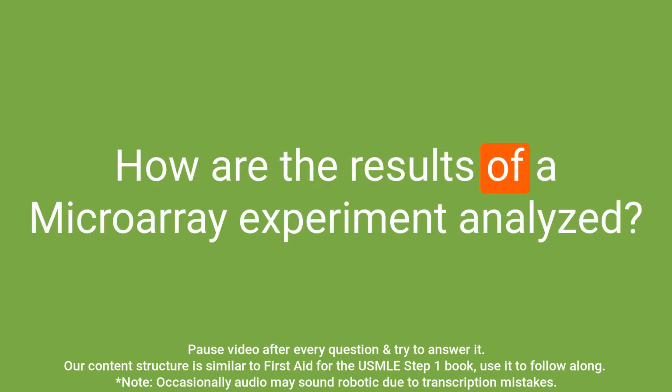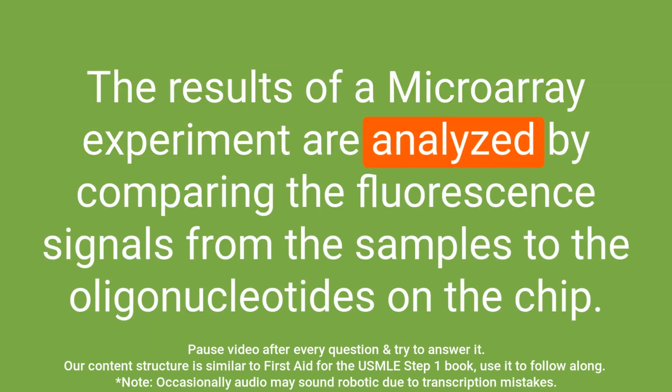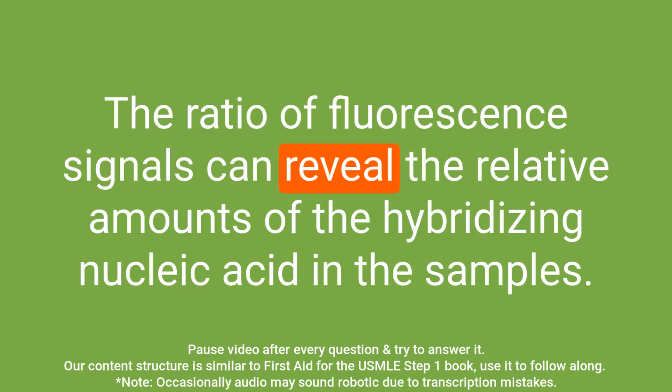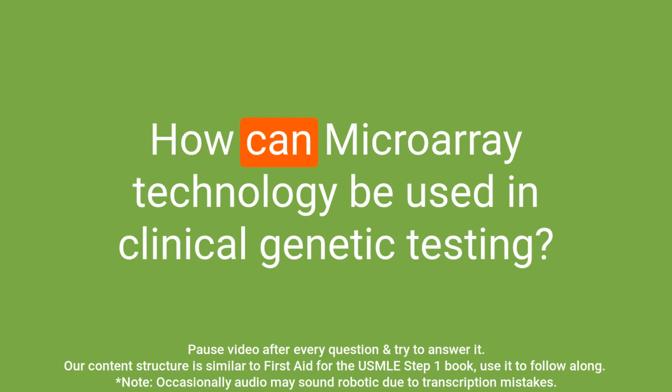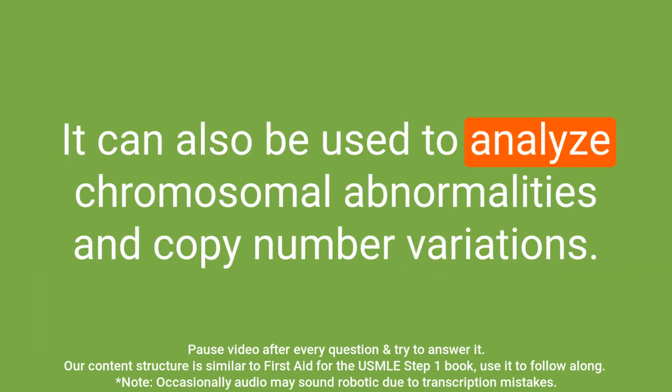Question: How are the results of a microarray experiment analyzed? Answer: The results of a microarray experiment are analyzed by comparing the fluorescent signals from the samples to the oligonucleotides on the chip. The ratio of fluorescent signals can reveal the relative amounts of the hybridizing nucleic acid in the samples. Question: How can microarray technology be used in clinical genetic testing? Answer: Microarray technology can be used in clinical genetic testing to detect genetic variations and mutations associated with inherited diseases or disorders. It can also be used to analyze chromosomal abnormalities and copy number variations.